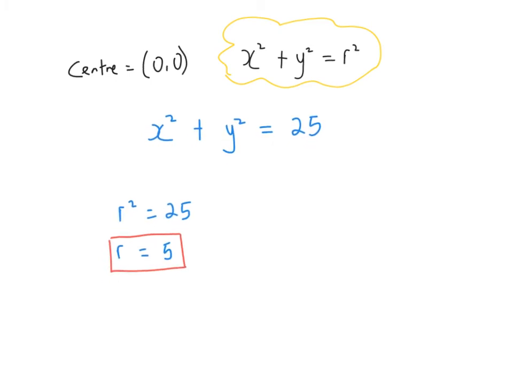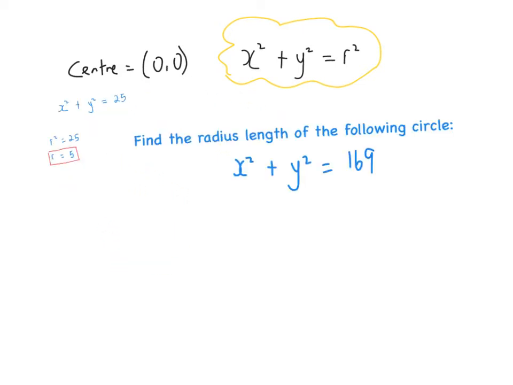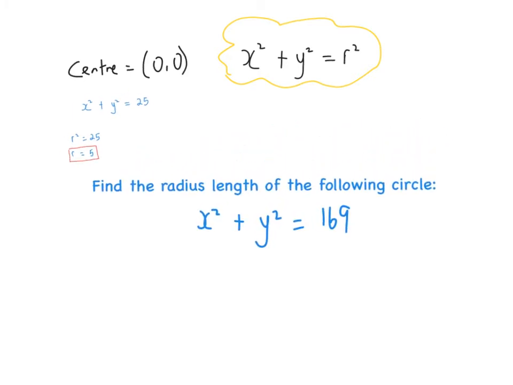So for example, we'll just do another one. It might be a question something like this. Here we're asked to find the radius length of the following circle, where x squared plus y squared is equal to 169.